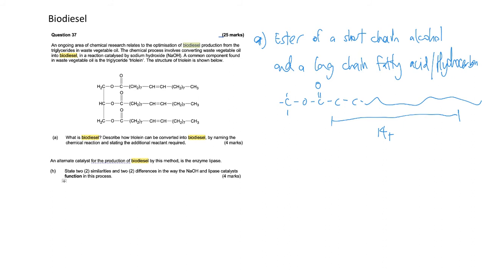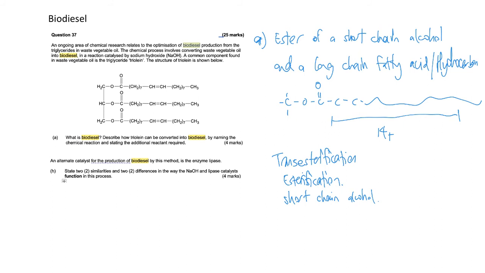Okay, that's that one. Describe how triglyceride can be converted into biodiesel. The reaction is called transesterification, or just esterification, because you're effectively making an ester. And what additional reactant do you need? A short chain alcohol, either a methanol or an ethanol.